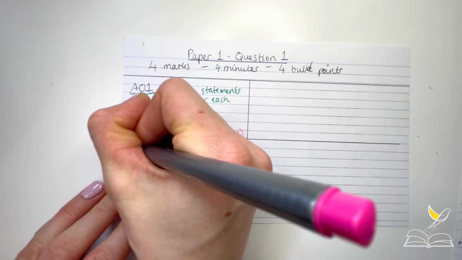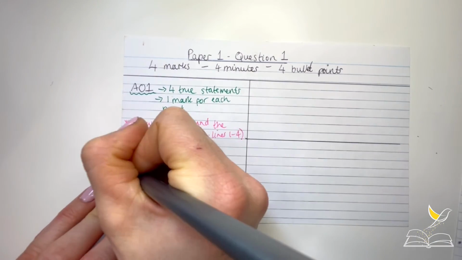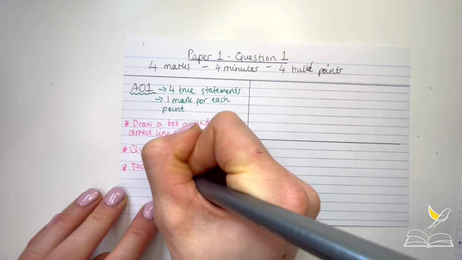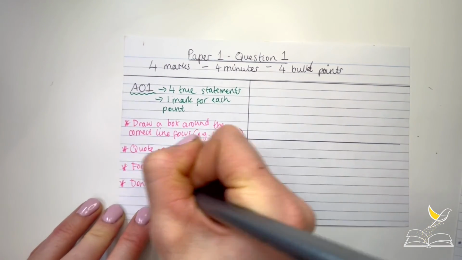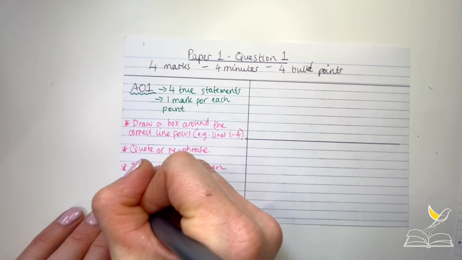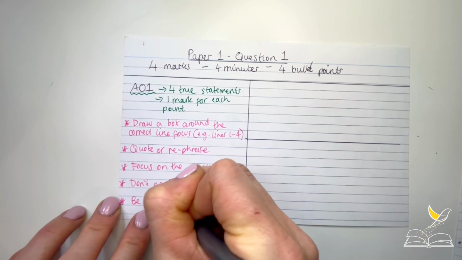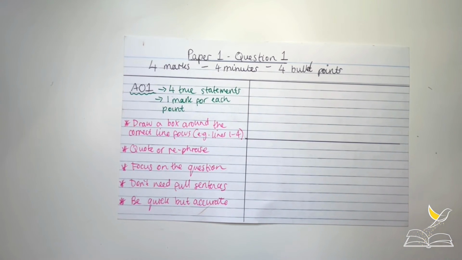So as you know from the overview, we need to start by drawing a box around the focus lines in the question, which you should have done at the very start before you even began to read the insert. Lots of people also ask, am I allowed to quote or copy facts from the insert? Yes, you are. You can quote or rephrase as long as you focus on the question. You don't need full sentences, just make sure you're quick but accurate.